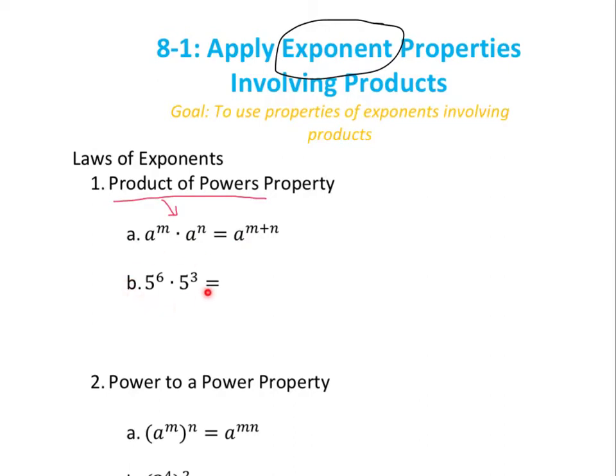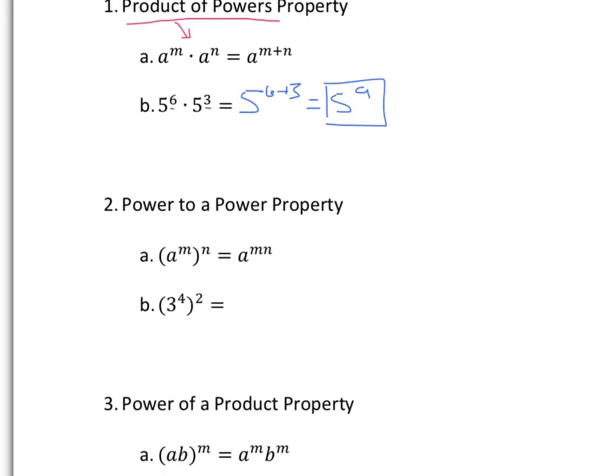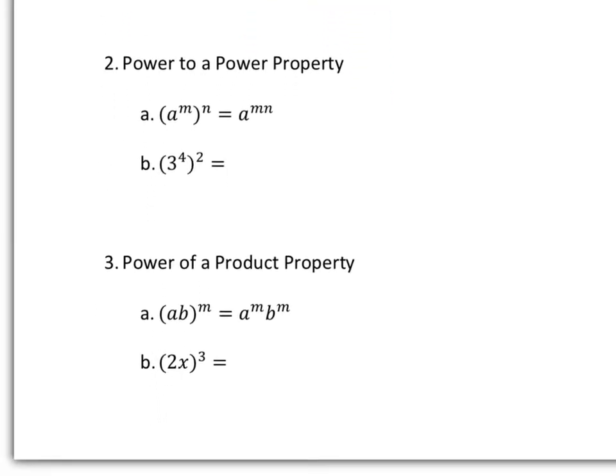That's illustrated with this example. 5 to the 6th times 5 to the 3rd. Since we have the same base here, your answer is still going to be base 5. And the way we get our powers is we add up those two exponents. So 6 plus 3. 5 to the 6th plus 3, you can simplify it to 5 to the 9th. Just like that. It's not too complicated, but it gets more difficult when it's easier to mix up the different properties.